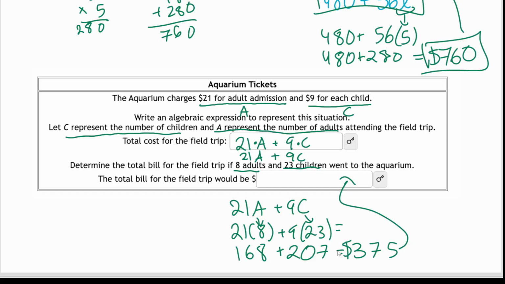There are more children than adults, but the costs end up being similar between the children and adults because those children were so much cheaper.